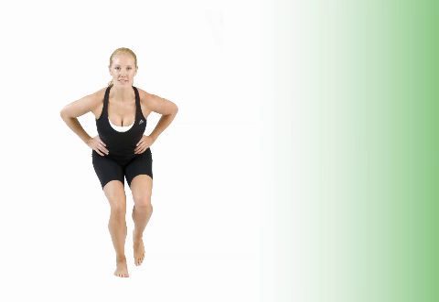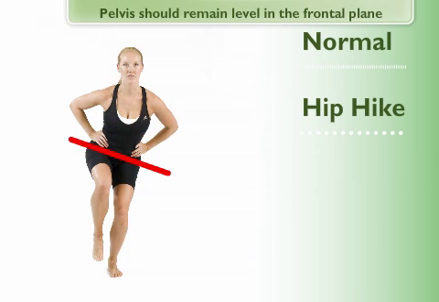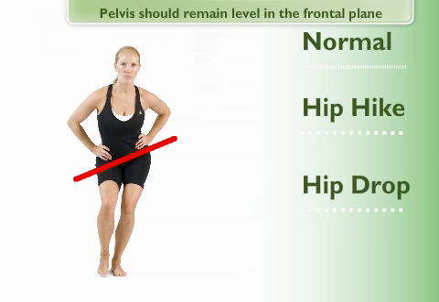The next two compensations can be identified at the lumbopelvic hip complex, characterized by the opposite hip hiking up or dropping down in the frontal plane relative to the stance leg. Ideally, during the single leg squat, the pelvis should remain level.